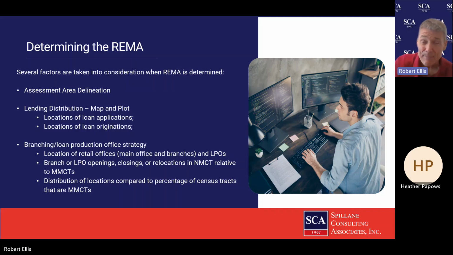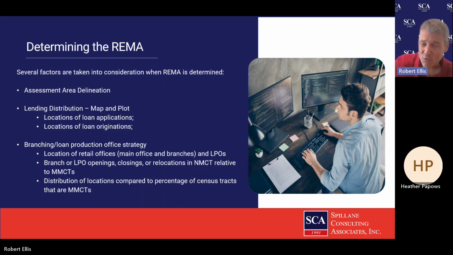Second step is to map and plot loans and applications. And this is a good exercise to have visually plotted on the map so you can see where your dots are and if you have clusters or empty donuts. And the donuts are not a good thing, especially if you have donuts that are right over majority-minority census tracts. And donuts, for those of you that may not know, are basically gaps. There's no lending. It's kind of self-explanatory.